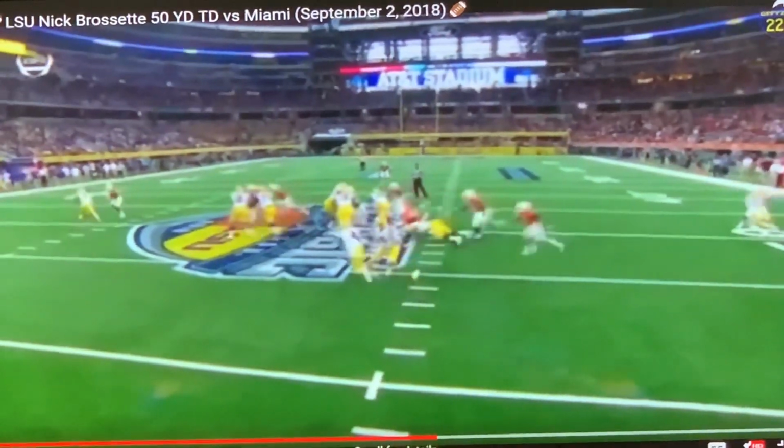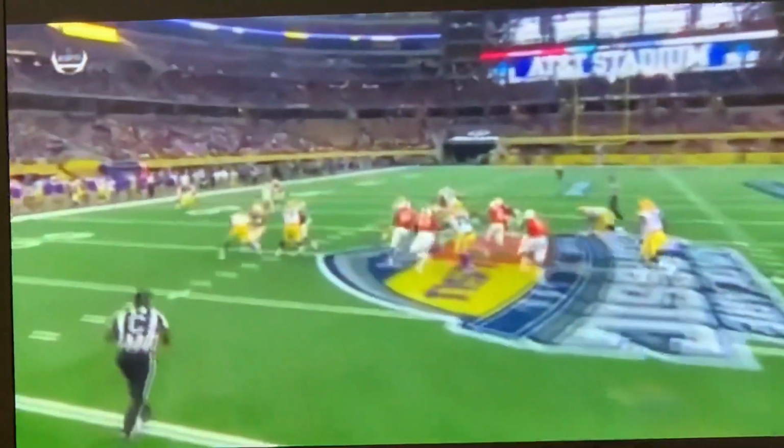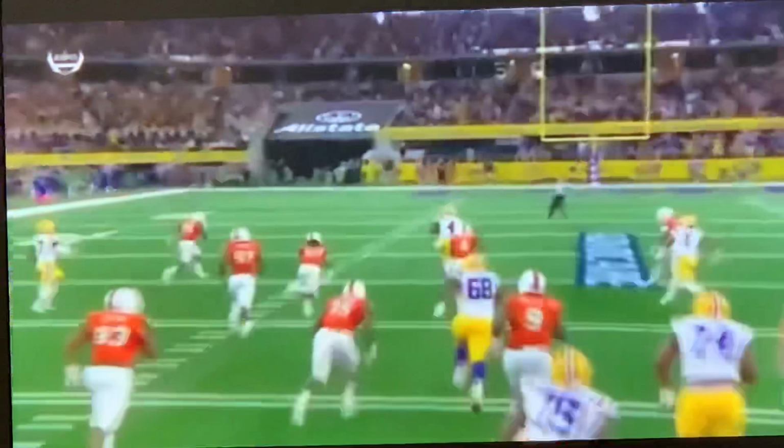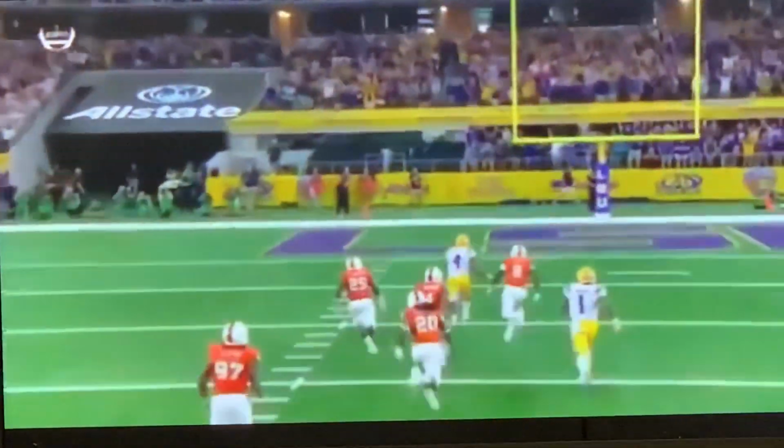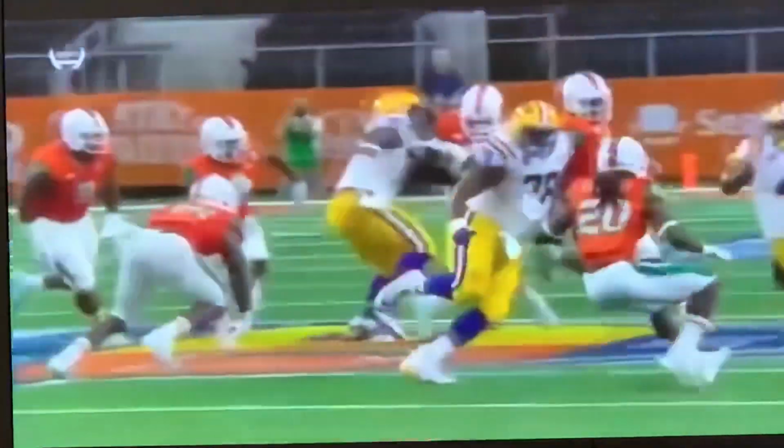Outside, the perfect call against this defense, and downfield blocks from the two guards spring the running back for an easy touchdown for LSU.